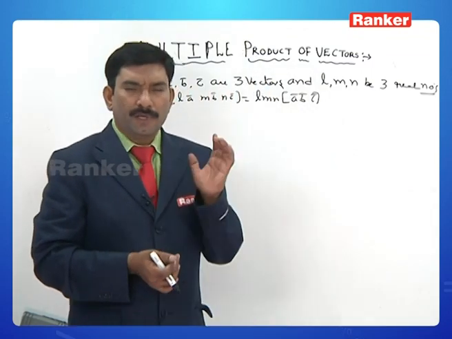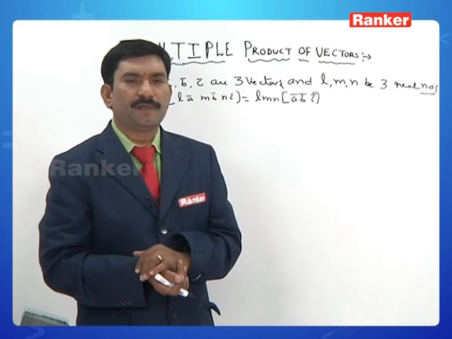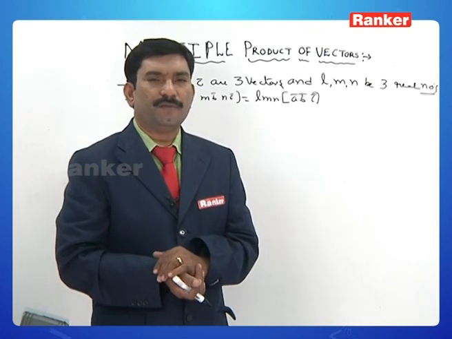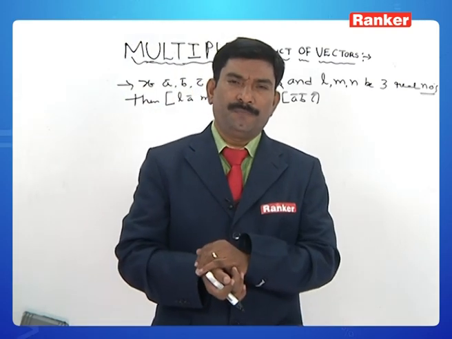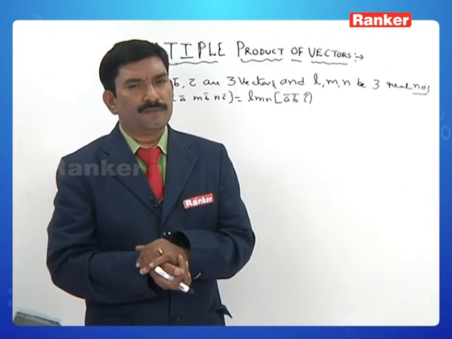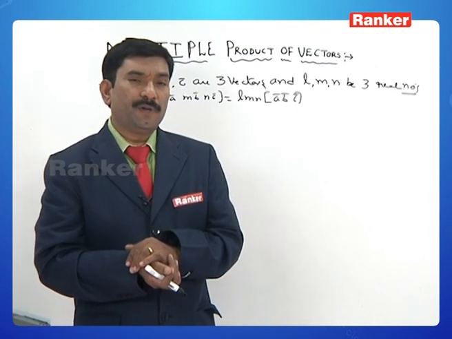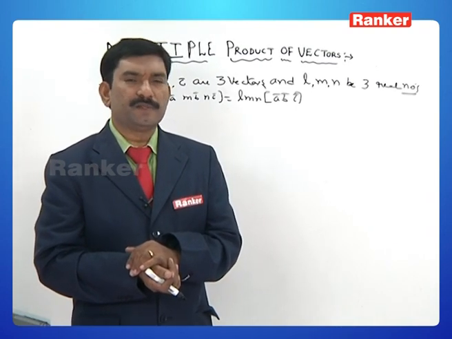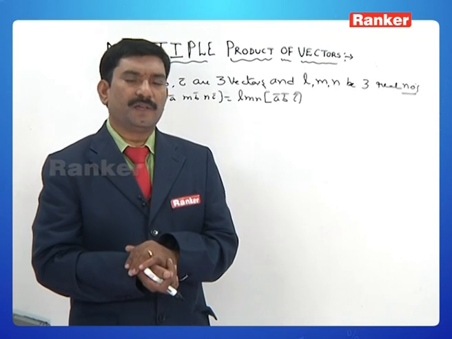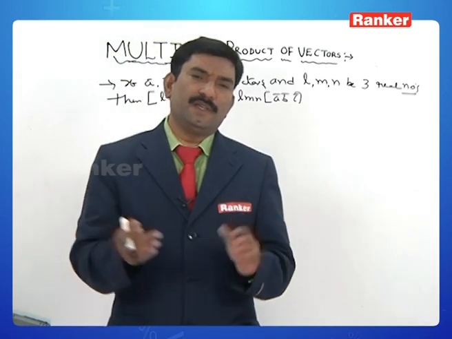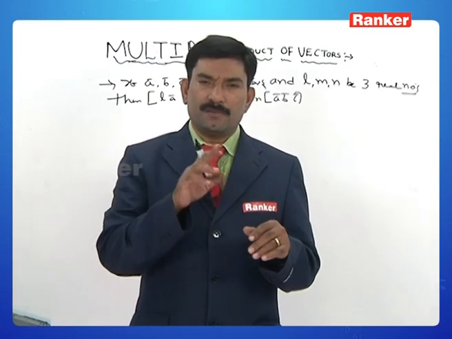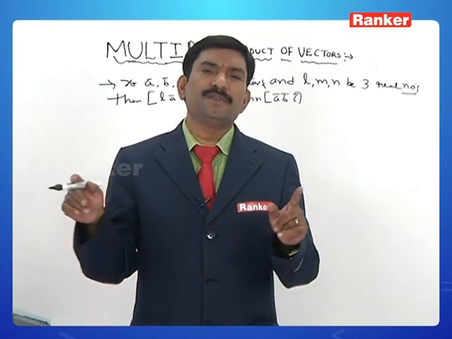How, sir? We will give the supporting proof for this. We are going to prove box of ABC as a determinant of its components. Namely, if A bar is equal to A1 i plus A2 j plus A3 k, B bar is equal to B1 i plus B2 j plus B3 k, C bar is equal to C1 i plus C2 j plus C3 k, then box of ABC can be expressed as the determinant with first row A1, A2, A3, second row B1, B2, B3, third row C1, C2, C3. Let us see.